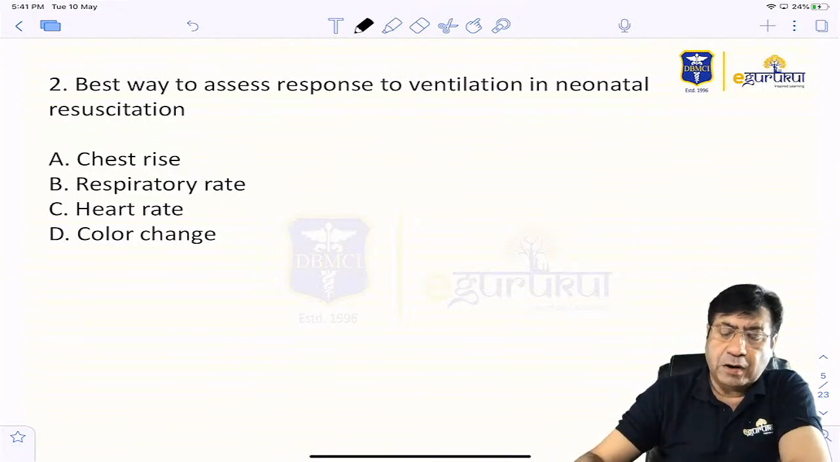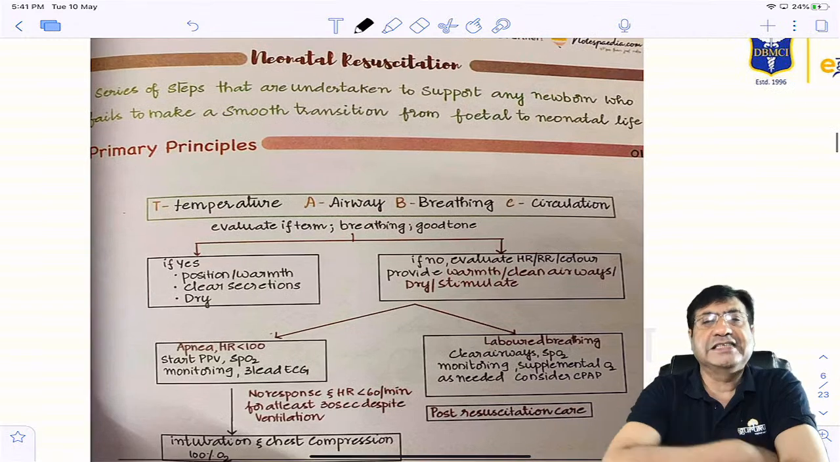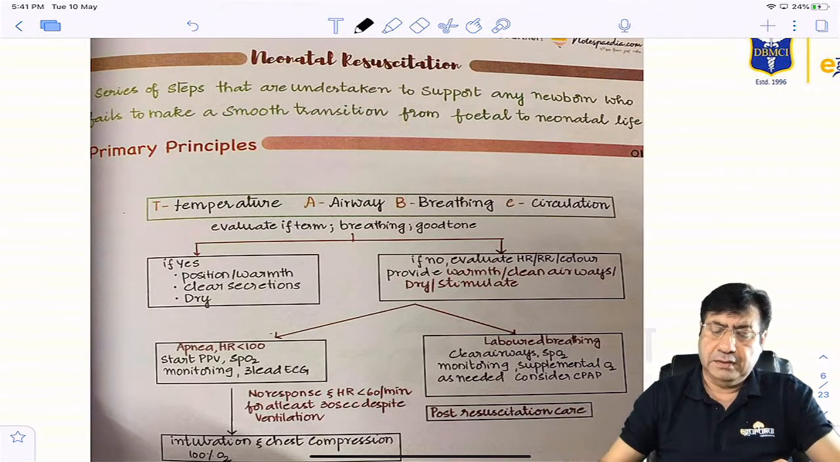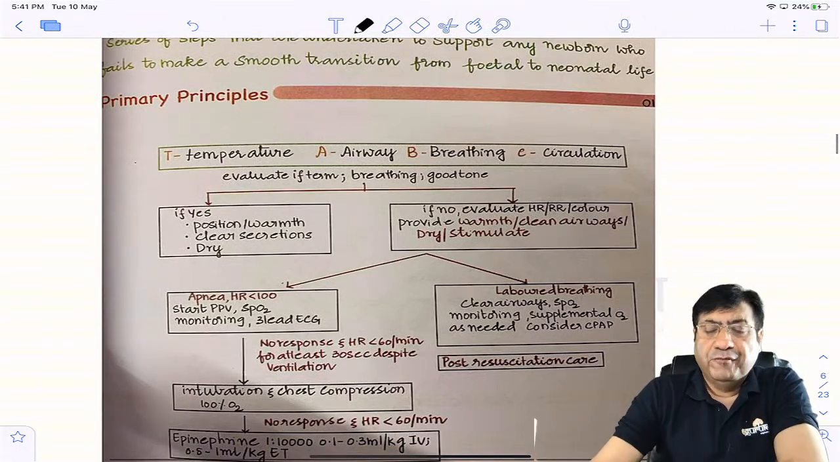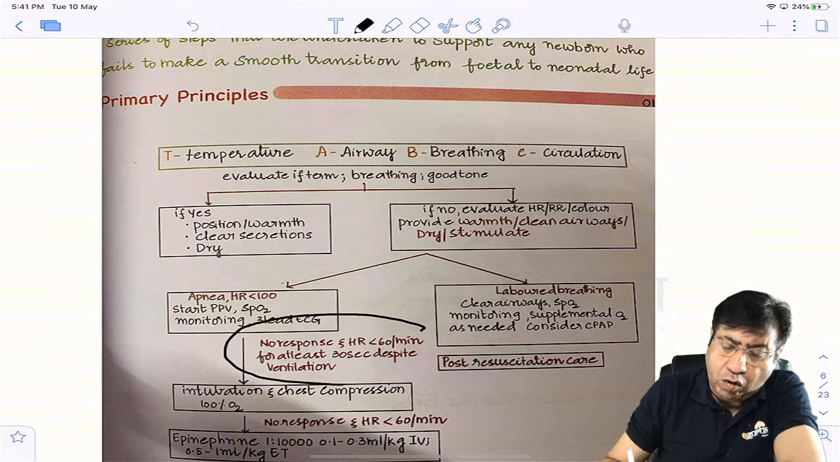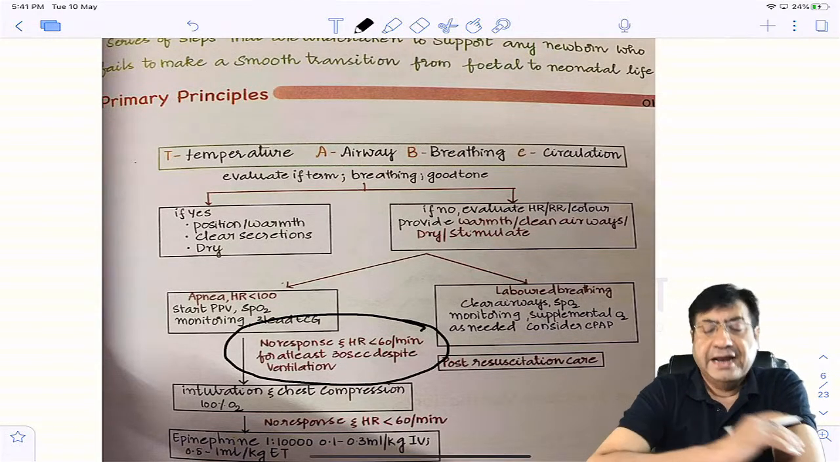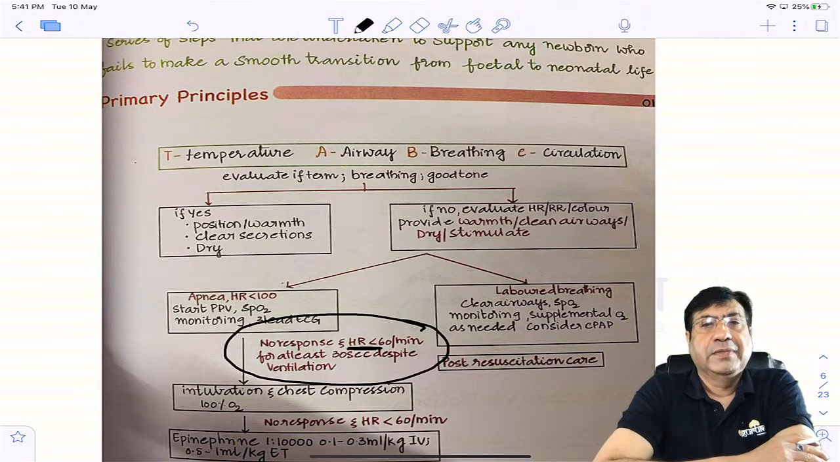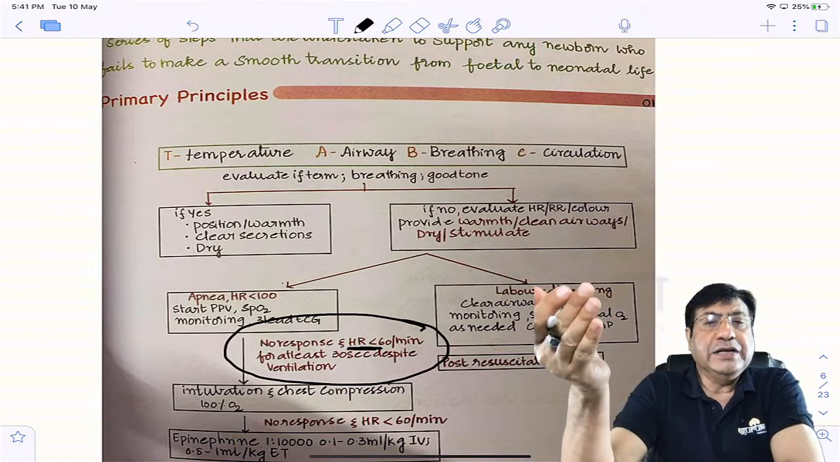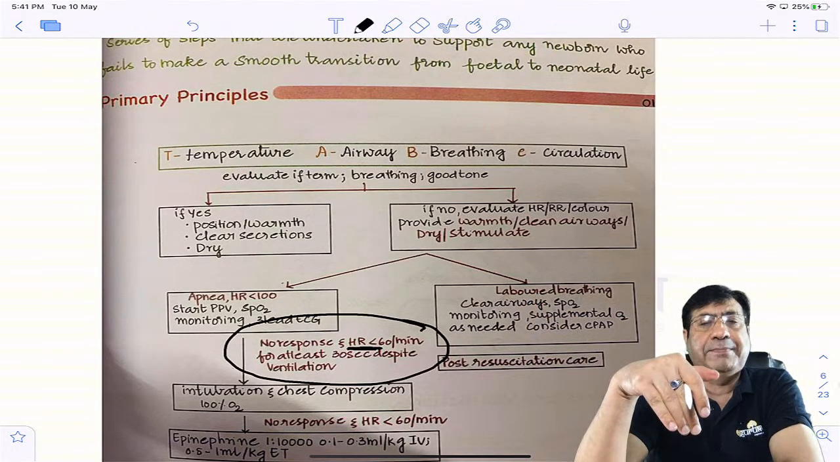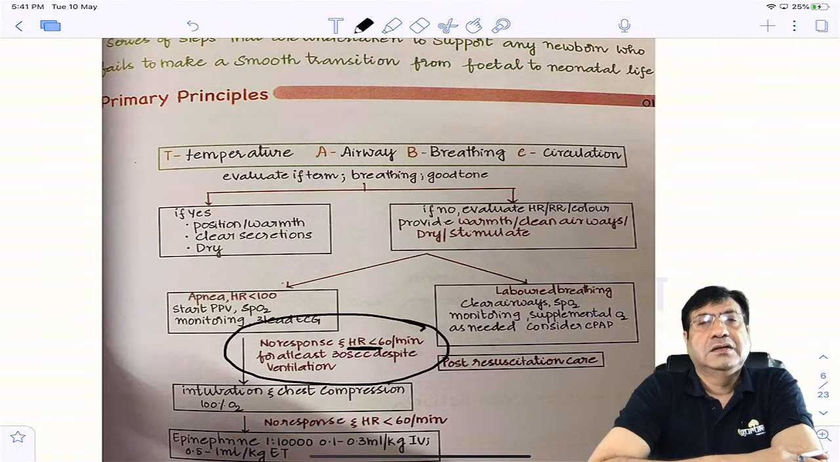Now we have discussed neonatal resuscitation in my app also, and this is the screenshot from my app where I very clearly outlined that when a child is started on positive pressure ventilation, it's the heart rate which helps you decide whether you should discontinue the ventilation because the child is improving, or you should move on to the next step, which is chest compression.